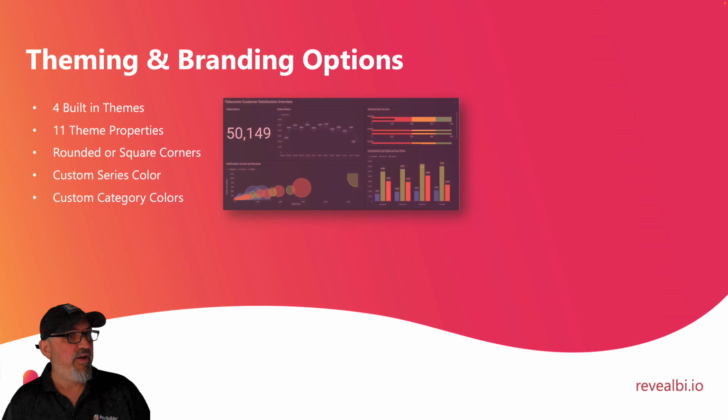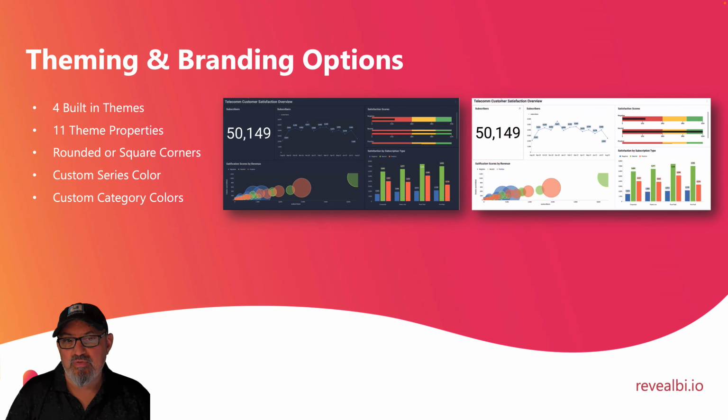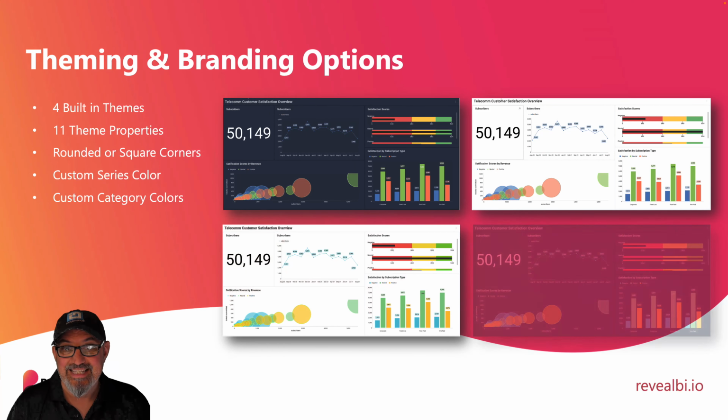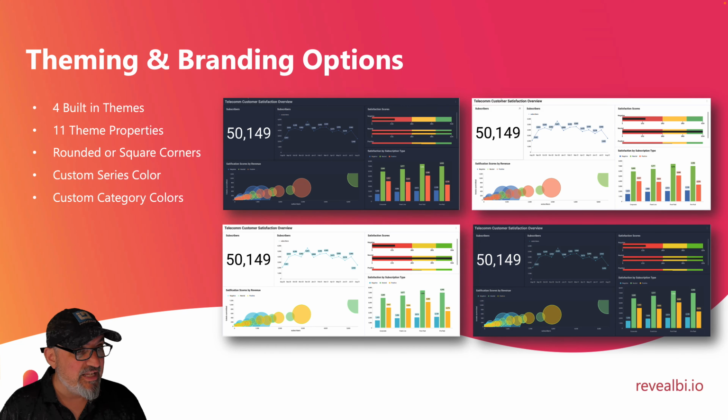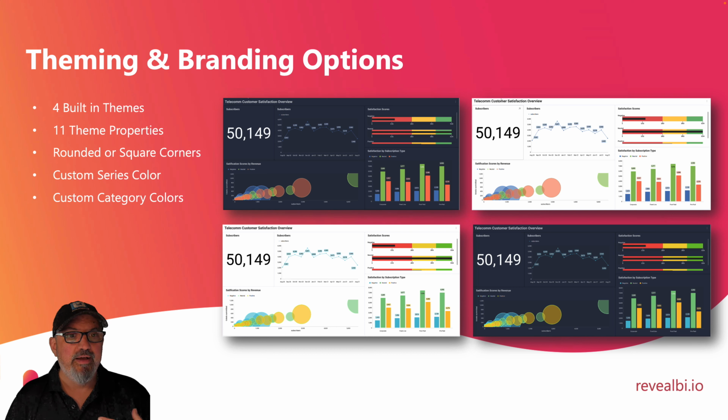So theming and branding options. Reveal ships with 4 built-in themes. You're going to see today how to easily switch between these themes. We also have theme properties that you can set, which control the colors of individual visualizations or the entire dashboard. So if you don't like our built-in themes, you can always customize areas of that theme yourself. You might want to create a brand new theme or clone an existing theme and then just change maybe the font or the background color of the dashboard.